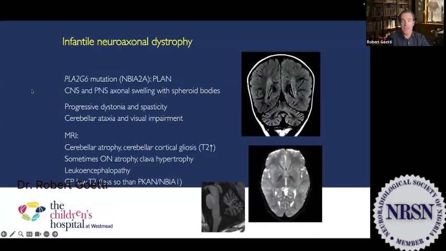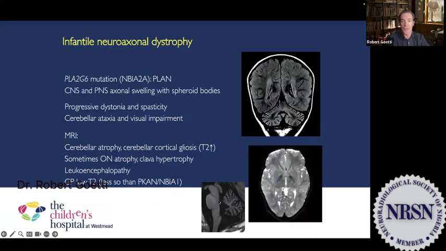Here is another case of a patient with a different entity called infantile neuroaxonal dystrophy. This is caused by a PLA2G6 mutation and is also known as neurodegeneration with brain iron accumulation type 2A. So PLAN, not PCAN, which is neurodegeneration with brain iron accumulation type 1.